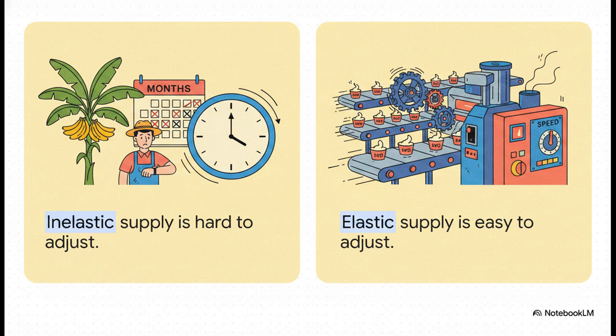Let's compare bananas and yogurt. Yogurt is highly elastic. If the price of yogurt absolutely skyrockets today, producers can easily and quickly scale up. They just run the machines longer or buy some extra milk. But bananas? Totally inelastic. Even if banana prices double tomorrow morning, you can't magically make bananas grow any faster. It takes real time to plant and harvest crops, making it really hard to adjust supply on the fly.